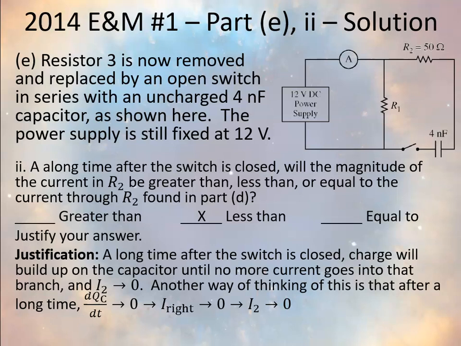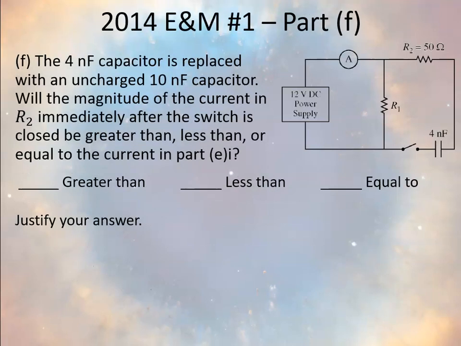So you can also think of this as saying that d/dt of the charge on the capacitor goes to 0, which means that the current going to the right side is 0. So I2 must therefore be 0. Now, part F replaces the 4 nanofarad capacitor with an uncharged 10 nanofarad capacitor.